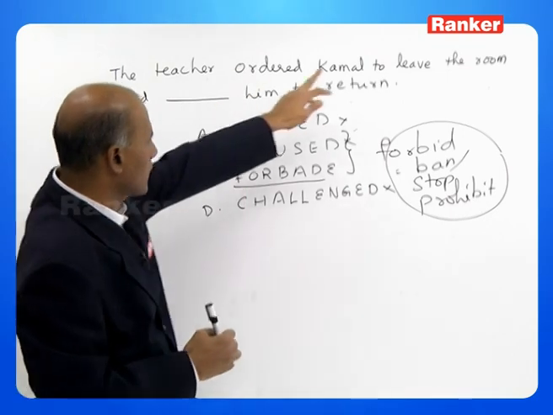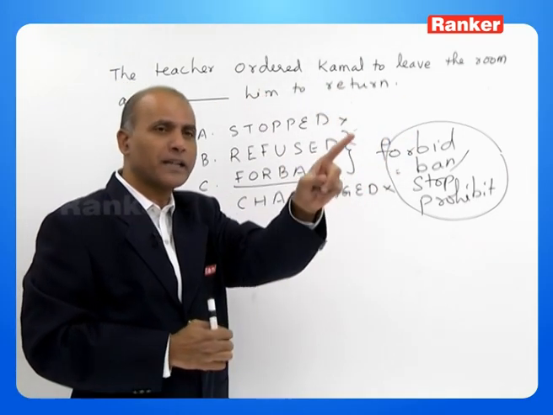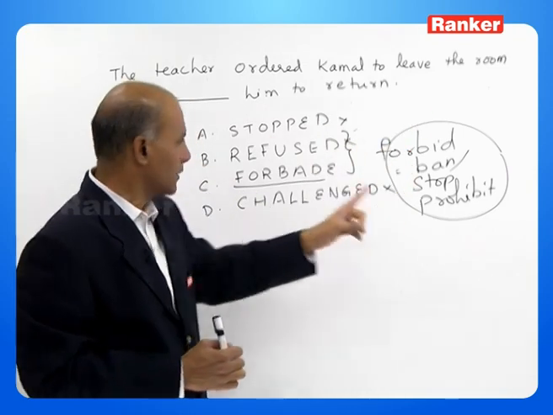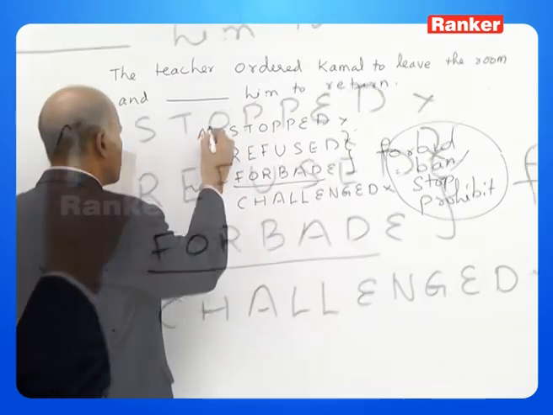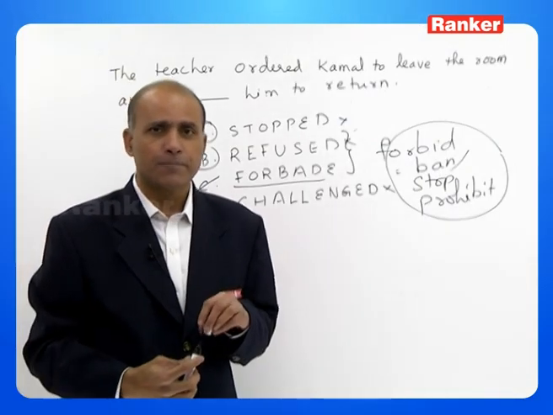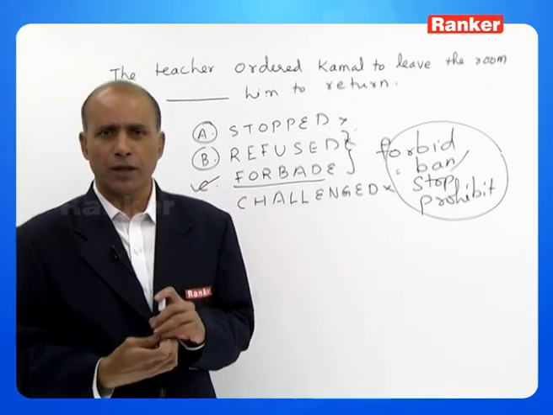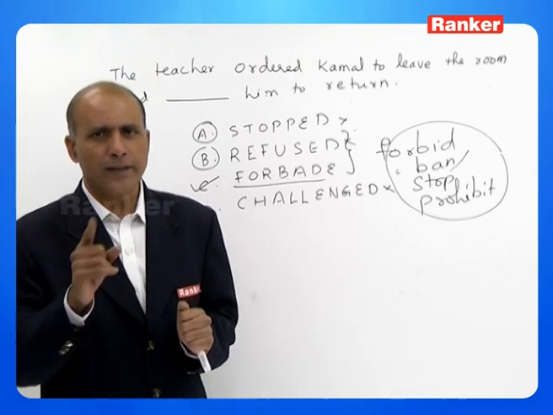The teacher ordered Kamal to leave the room and forbade him to return. I prohibit you. I say you cannot return. So the correct answer is C. But many of you may also tend to get confused because you may think stopped or refused may also be very close, but they don't give the meaning that you think they give.